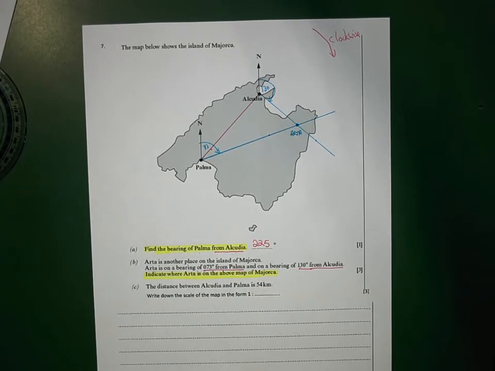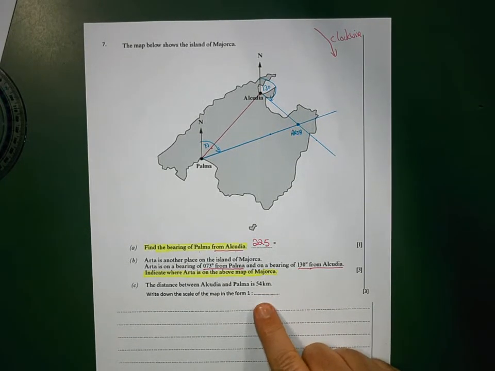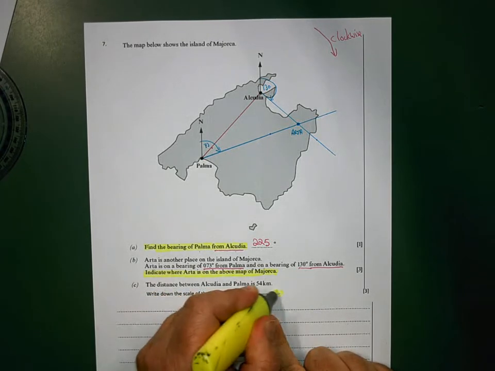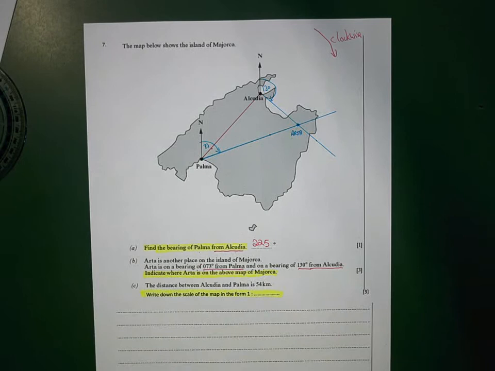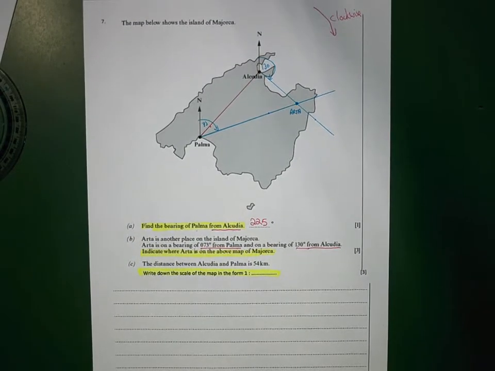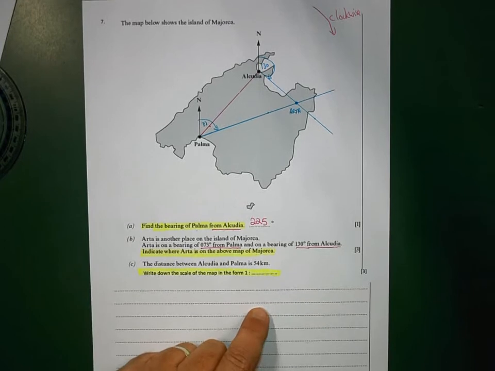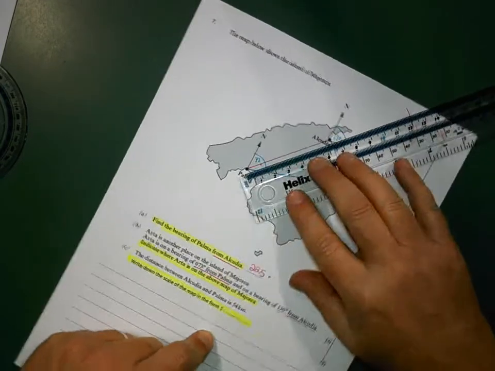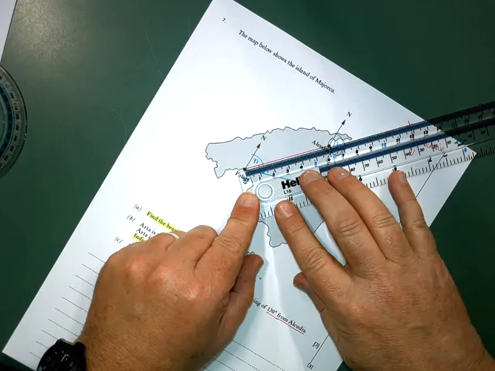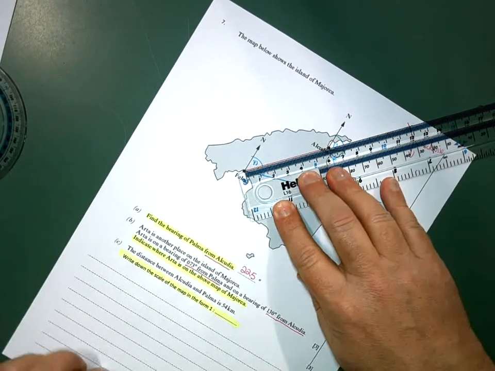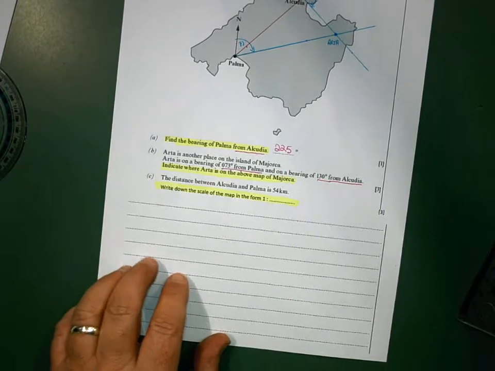Part C. The distance between Alcudia and Palmer is 54 kilometers. Write down the scale of the map, so there's our instruction, in the form 1 to something. So map scales, covered in the last couple of weeks. The first thing we need to do is measure on our map how far the distance is in centimeters. So when we measure that, it's 6 centimeters. So 6 centimeters on the map.